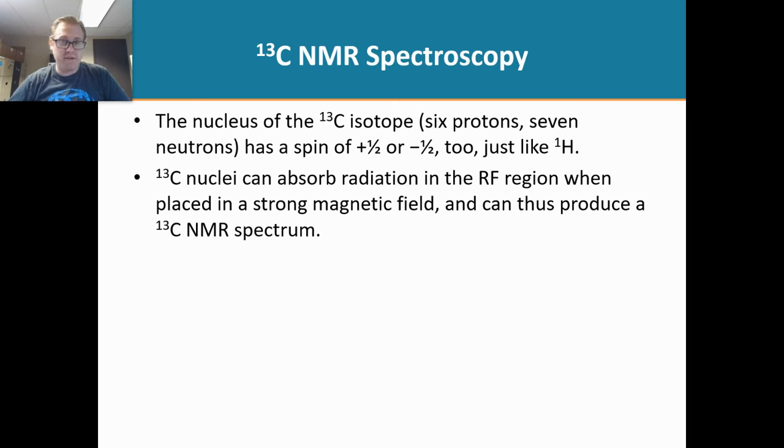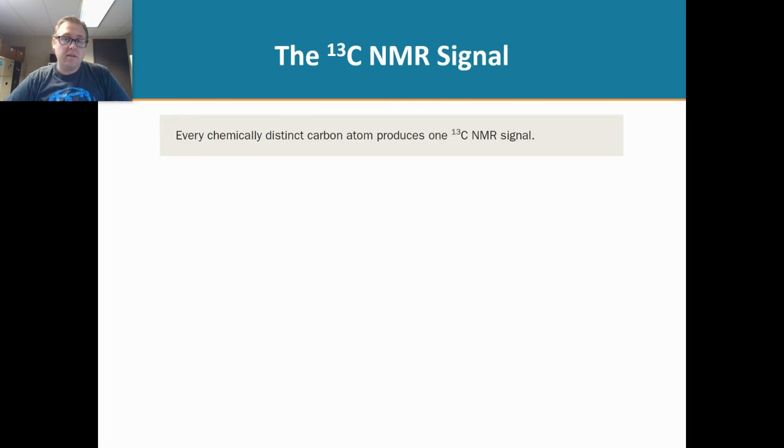So we would use radio frequencies, just like we did for the proton NMR, to make these carbon-13 nuclei resonate and do a spin flip and give us a spectrum. Now, much like proton NMR, in carbon NMR you're looking for carbons that are in chemically distinct environments. And so every chemically distinct carbon is going to give us an NMR signal.